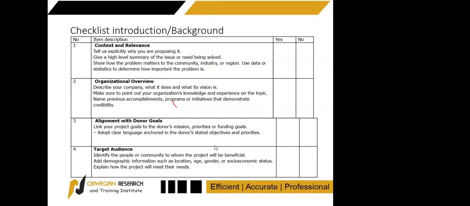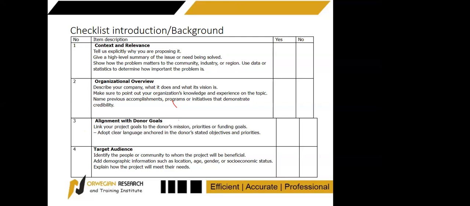Then you move to the next, which is the organization overview. Describe your company, your NGO, your CBO, your faith-based organization, what it does and what its vision is, and perhaps its mission statement. Make sure to point out your organization's knowledge and experience level, your expertise, whatever you have accomplished in the past, the program initiatives that you have successfully done which are clearly linked with this one, giving us your CV, present it there. If a person has captured that, give another 1 mark in that section.